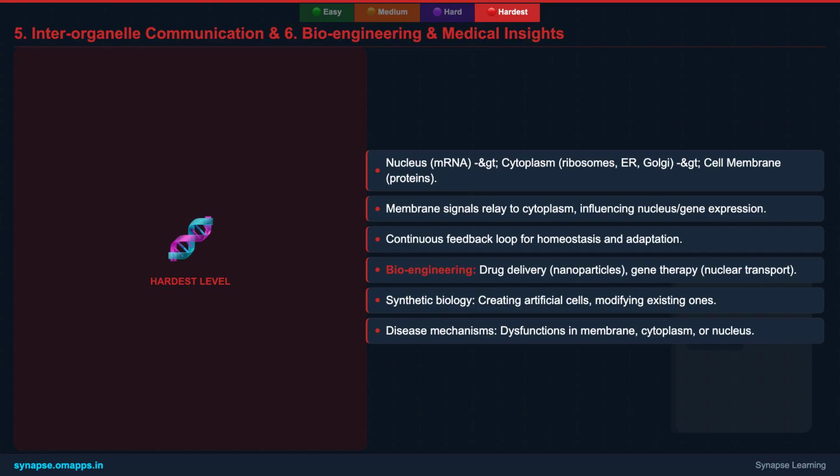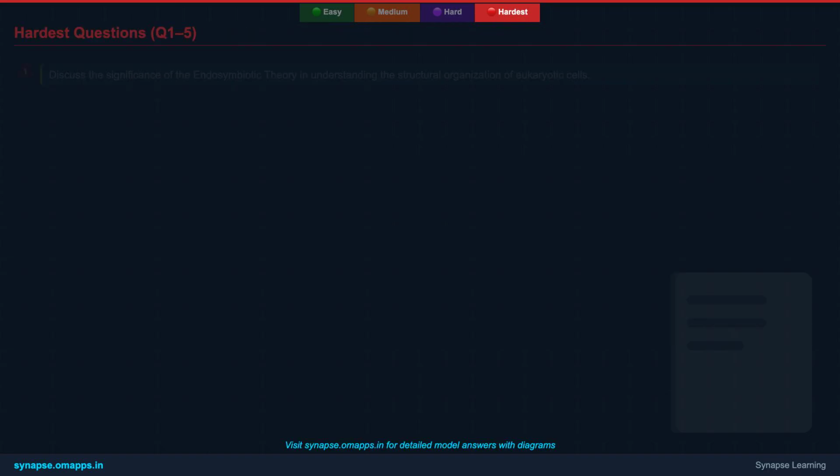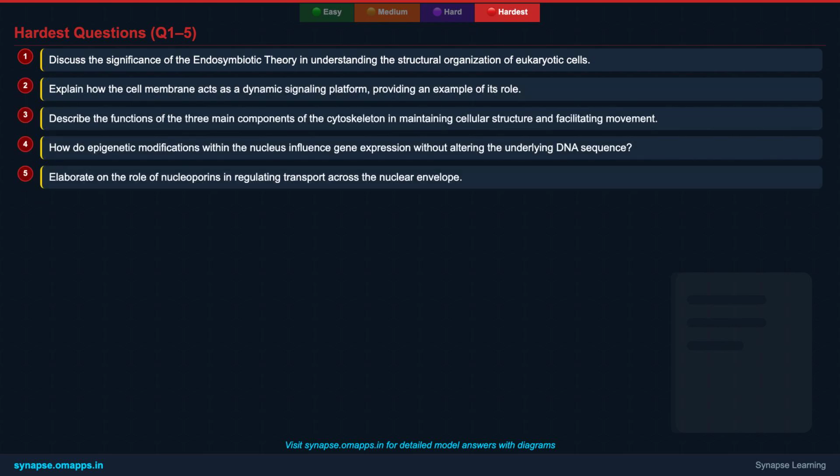From a bioengineering perspective, understanding these intricate interactions is paramount for developing targeted drug delivery systems, designing effective gene therapies, and even constructing synthetic cells. Dysfunctions in these components are implicated in numerous diseases, highlighting the critical importance of their structural integrity and functional coordination for health and disease. You've reached the highest level of understanding.